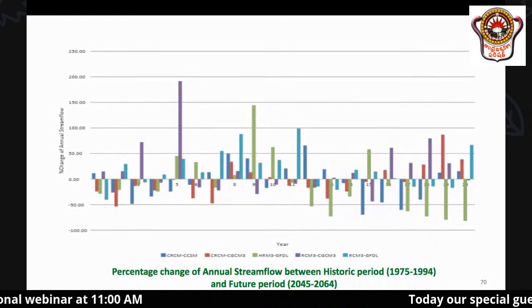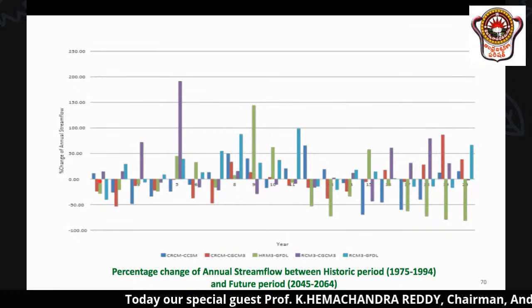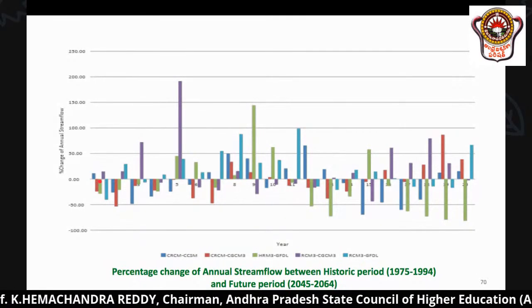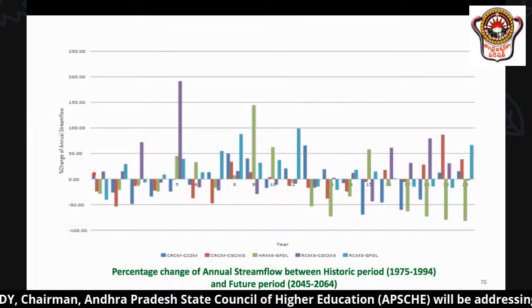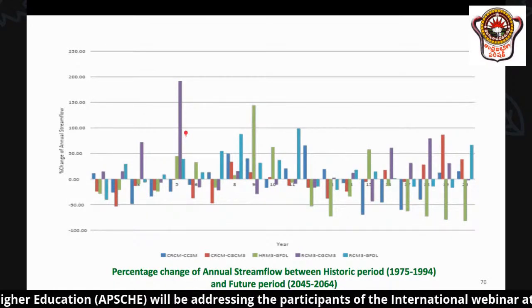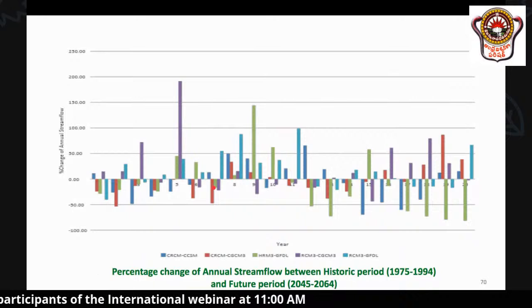So the difference between the historic and future, how do you see it annually? Suppose for the next 30 years, from 2045 to 2064, in most cases you see a decrease there. In some years it is going to increase. So this is an important point for us, which we are going to see.